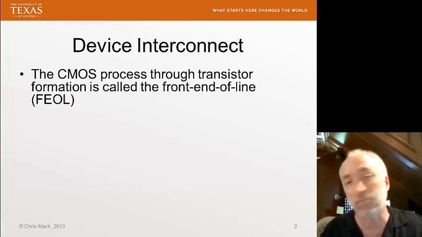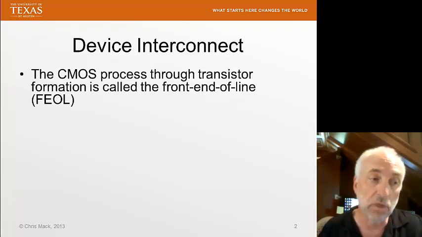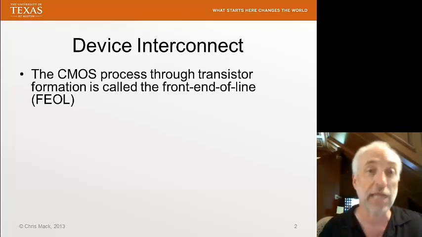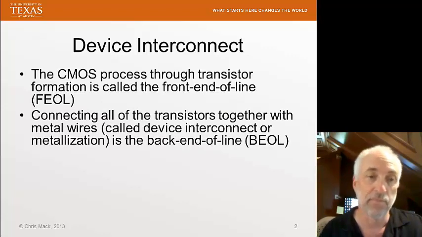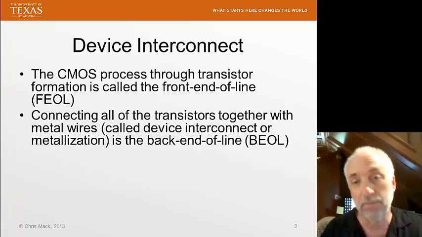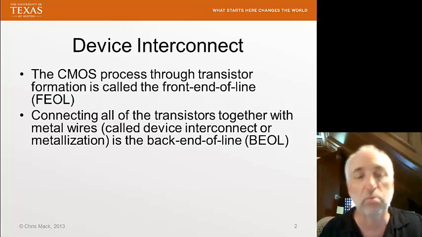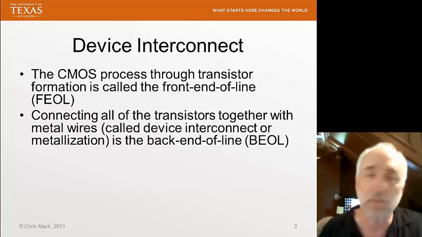And all of the steps of the CMOS process up to and including the formation of a completed transistor, we call that the front end of the line, or FEOL. Then, from the point when we've got working transistors to having a finished chip, that is all of the interconnections and finishing up of the device, we call that the back end of the line. And in the early days of integrated circuits, the front end of the line was the dominant, the most important part of making a chip. If you did a good job of making a transistor, wiring them up was pretty easy.